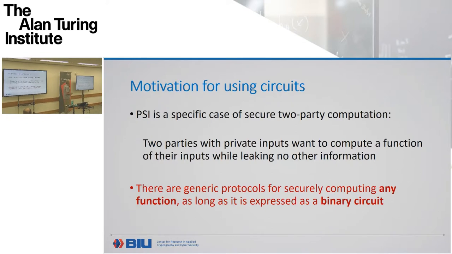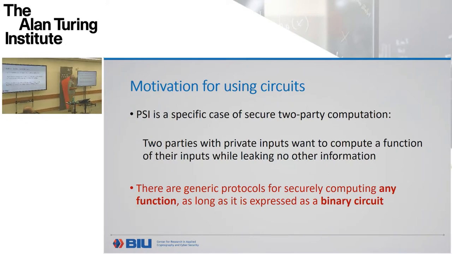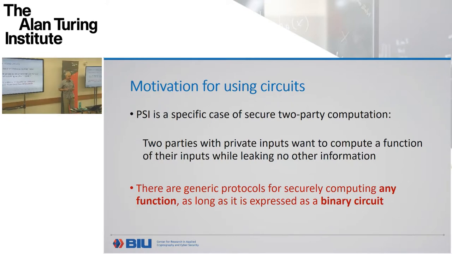Okay. So PSI is a specific example of secure two-party computation. Secure two-party computation is the problem where you have two parties with private inputs, and they want to compute some function of the inputs without revealing anything else about the inputs. So in our case, they want to compute the intersection. They could do other things, say, compute some statistical test of the inputs or whatever, okay?